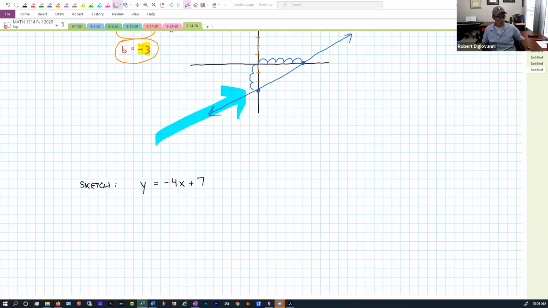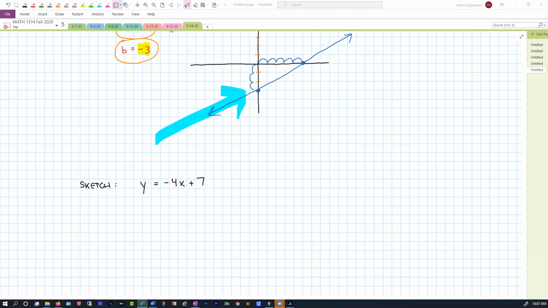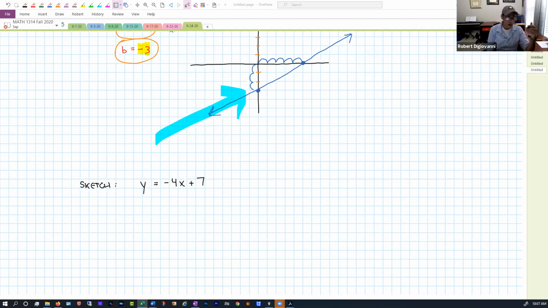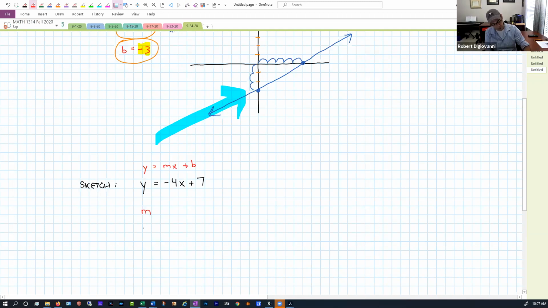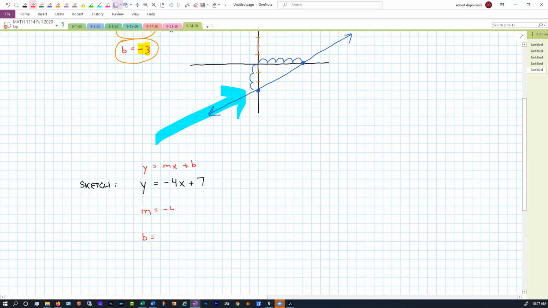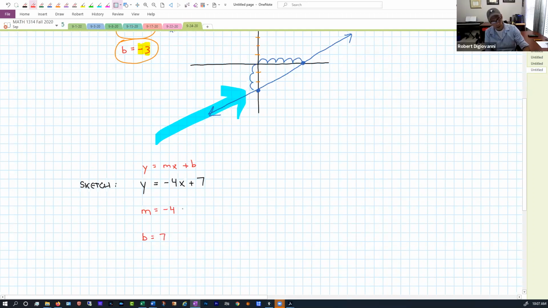What do you think of this one? Would we have to turn the 4 into a fraction somehow? Yeah, absolutely. So Faith, you're seeing right now that this looks like y equals mx plus b, right? Yes. Okay, so can you tell me what m is and what b is? m is -4 and b is +7.